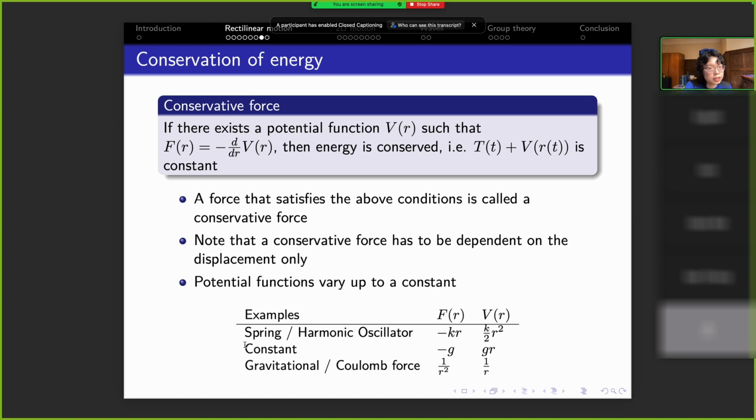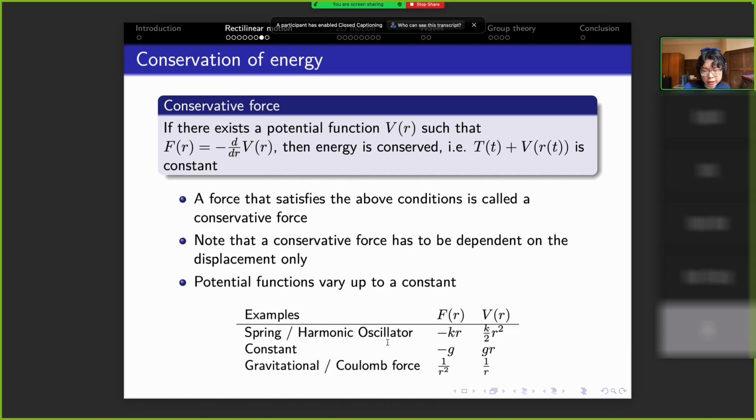The simplest example would be constant forces, right? If the force is just minus g, well, I suppose you have to assume that the mass of the particle we're talking about is like mass 1 or something like that. Then the force is going to be minus g. And because this is integrable, and you can integrate it to be like gr or something like that, this is going to be a conservative force.